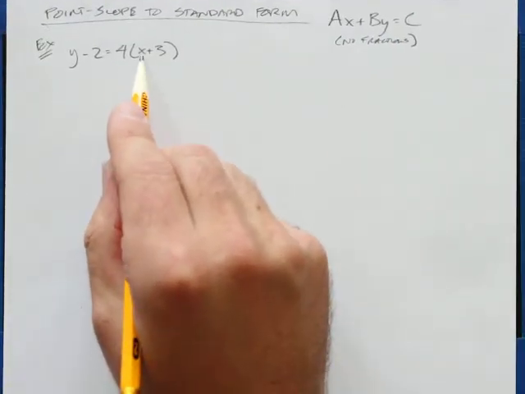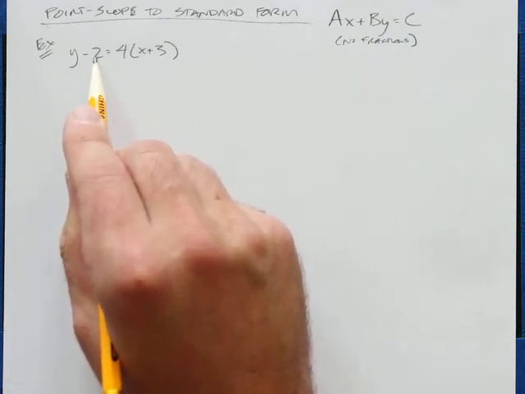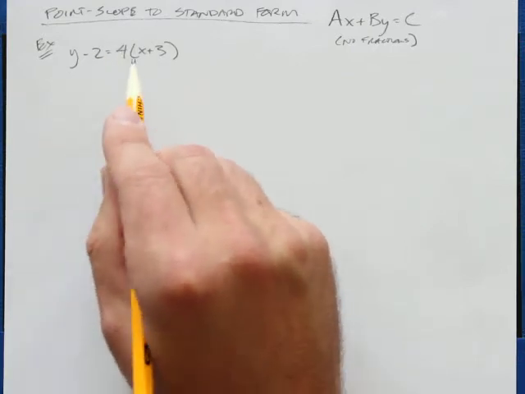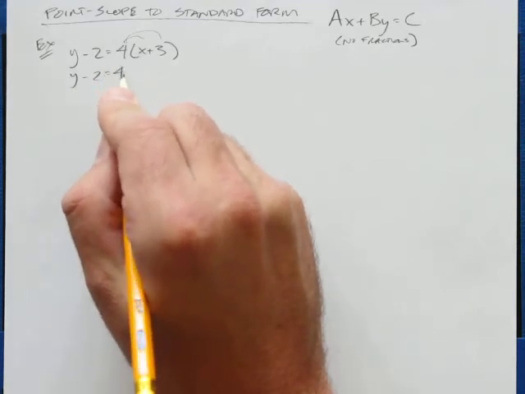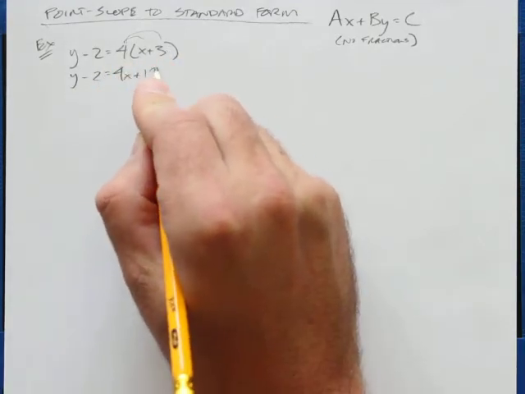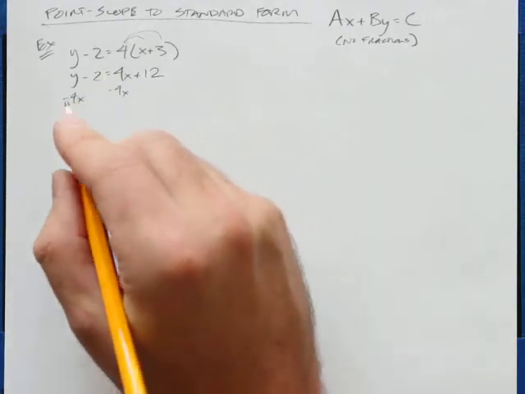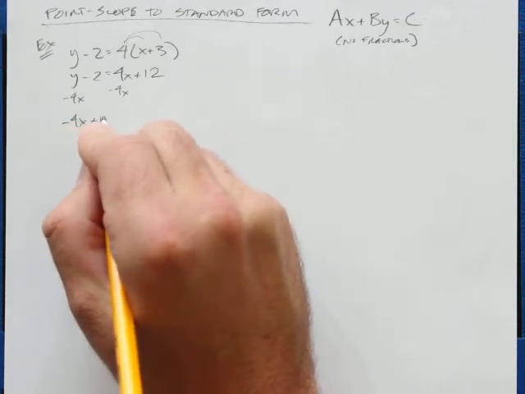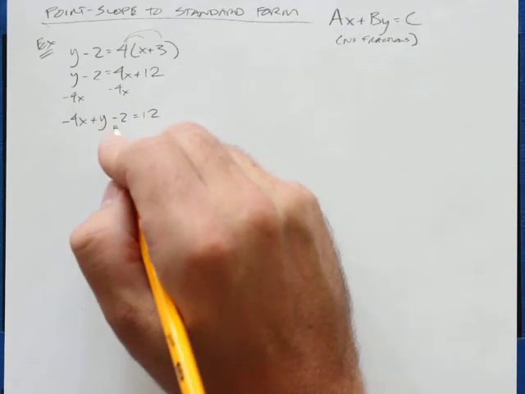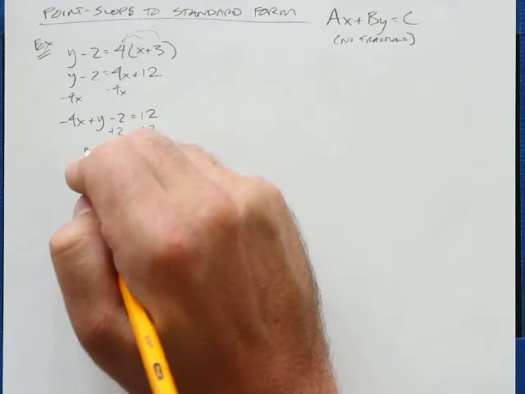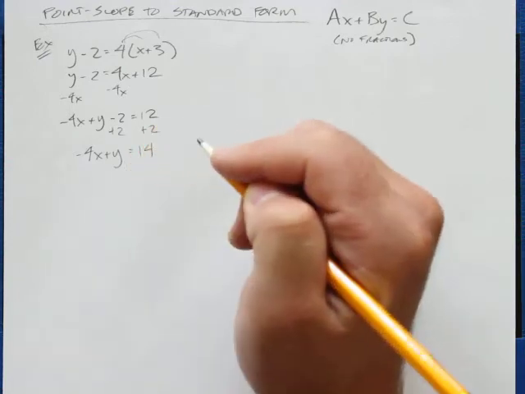So now I need to get my x over here, I need to keep my y over here, and I need to get all the numbers that aren't being multiplied by x or y over here on the right. Before I can do any of that, I've got to distribute this 4. So y minus 2 equals 4x plus 4 times 3, which is 12. Now I can subtract this 4x from both sides. And I've got negative 4x plus y minus 2 equals 12. So I'm almost there. I just have to get this 2 out of here. Negative 4x plus y equals positive 14.